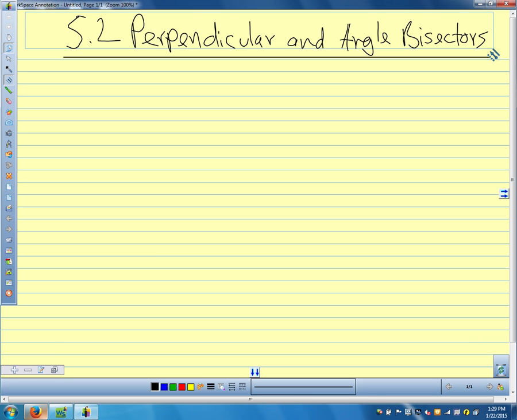Perpendicular. What do we mean when we say perpendicular? 90 degrees. Has to do with a 90-degree angle? Two segments that create a 90-degree angle, yeah. So we have to have two things that are meeting at 90 degrees. So perpendicular means they meet at 90 degrees.